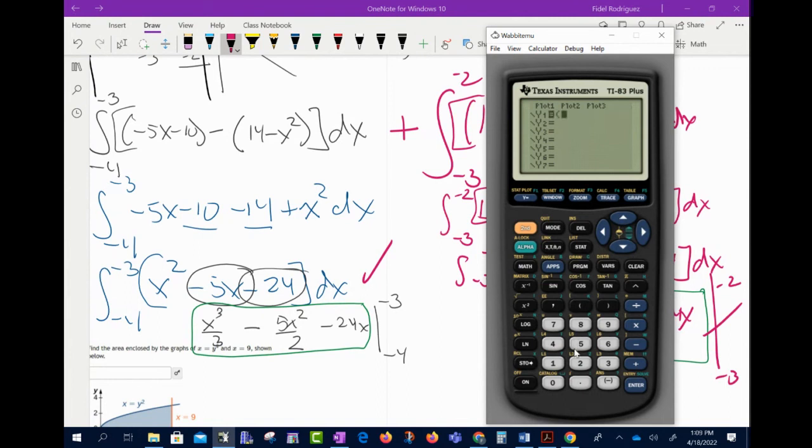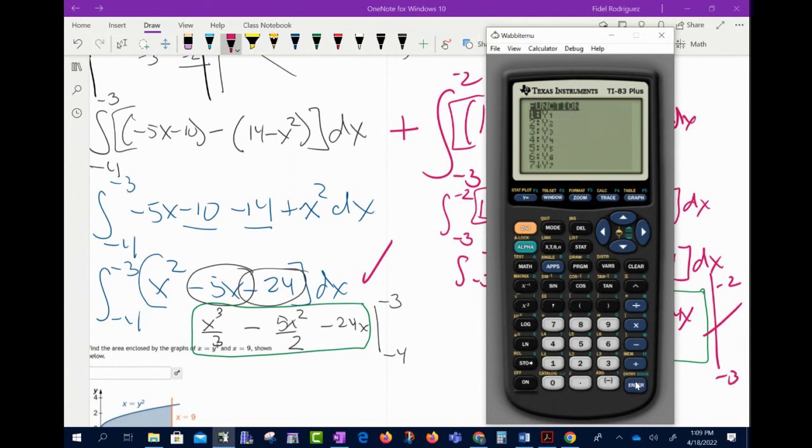I'm going to go parentheses 1/3 x to the third minus parentheses 5 over 2 x squared minus 24 with an x. There we go. Enter that guy in. Okay, let's quit. Let's do our y bars.